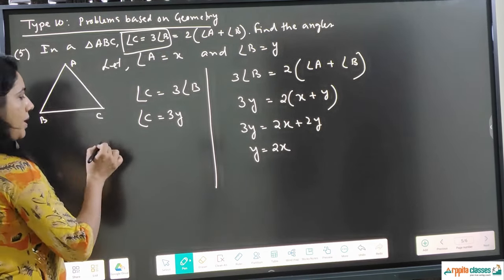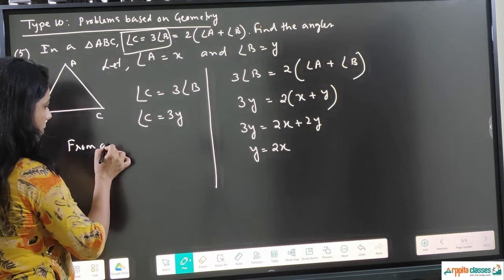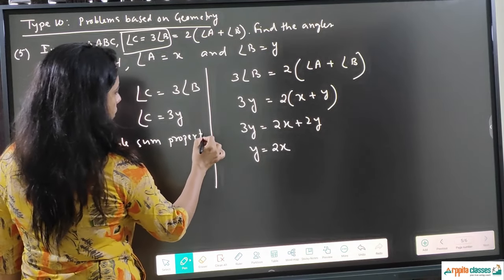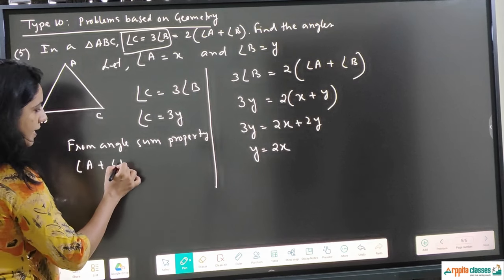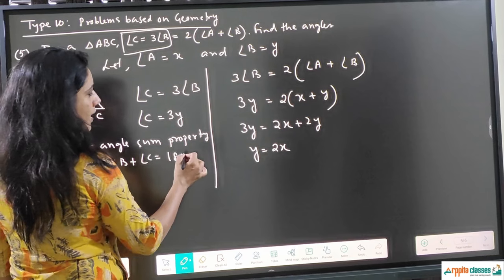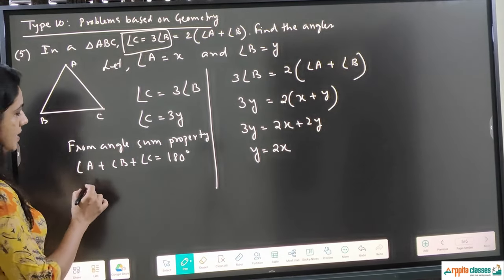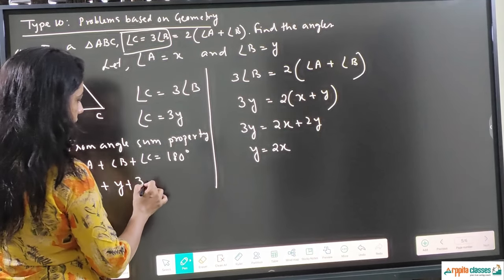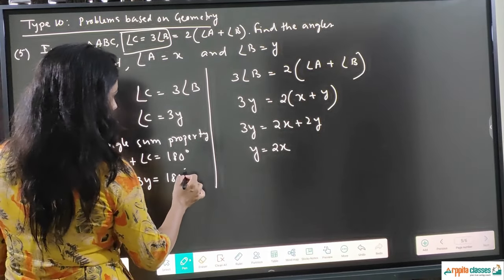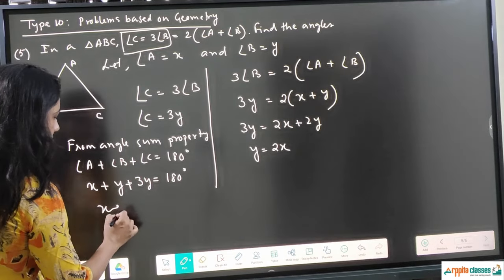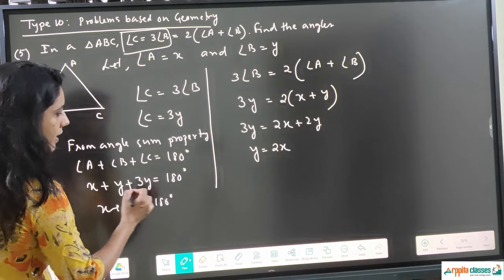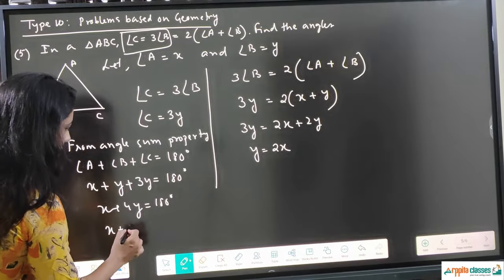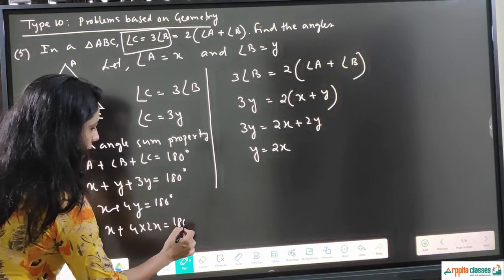Okay. Now these two relationships I got. Now from the angle sum property, we know that angle A plus angle B plus angle C is equal to 180 degree. Now angle A I considered as x, angle B is y, and angle C is thrice of y we got, is equal to 180 degree. So x plus 4y we are getting as 180 degree, and y is equal to 2x. So we can substitute with this value here. x plus 4 into 2x is equal to 180 degree.